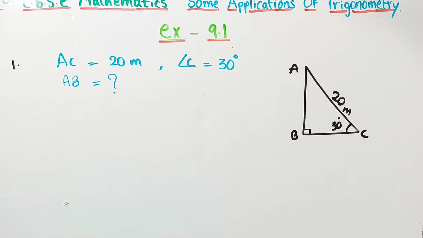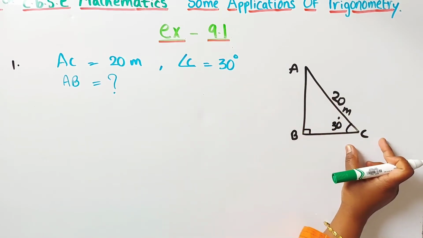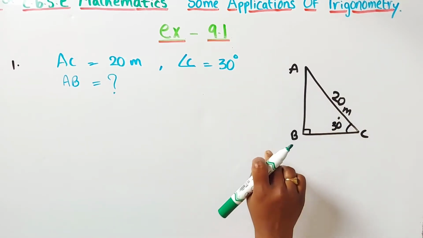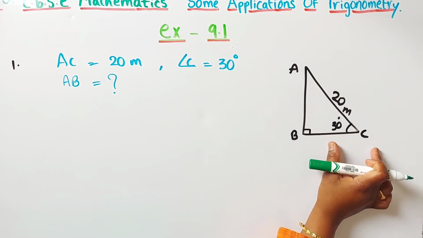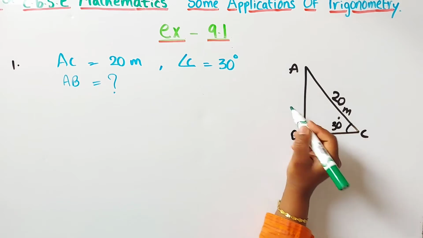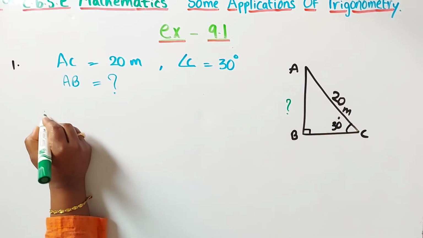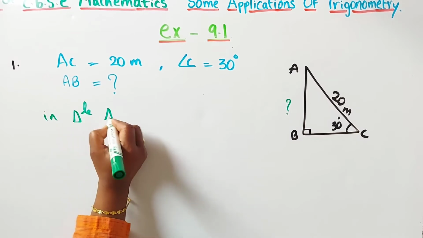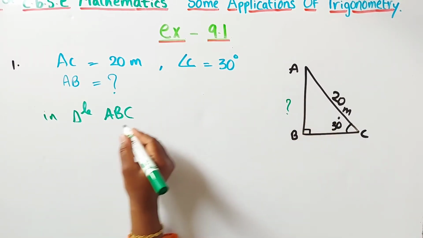This is the given information, children. So we know the hypotenuse value and the angle. We have to find out this AB. Right, children? So here we can use sine 30 degrees, because we know the hypotenuse and we want this height AB. So in triangle ABC, use sine 30 degrees.